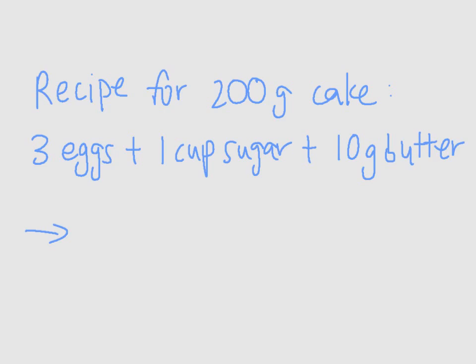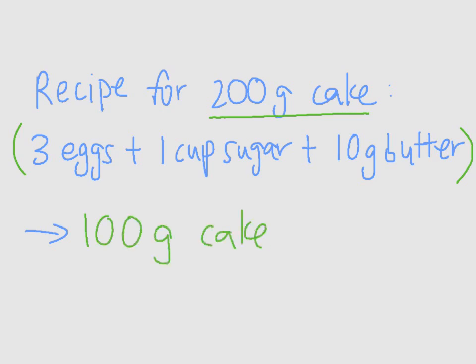Let's say, for example, you are going to bake a cake, and the recipe that you use will allow you to bake 200 grams of cake. The recipe is as follows: 3 eggs, 1 cup of sugar, and 10 grams of butter. From this recipe, you expect to bake 200 grams of cake. However, after the baking process, when you weigh the cake, you realize you only get 100 grams.